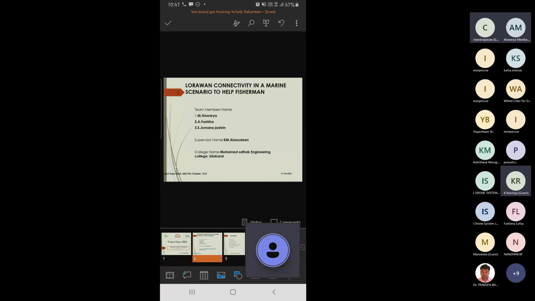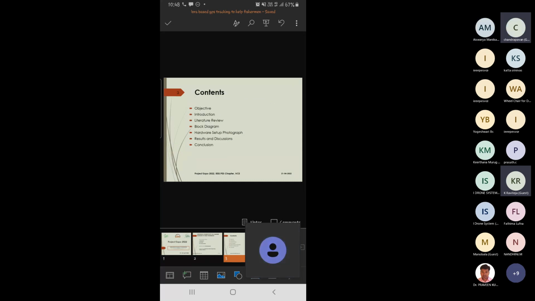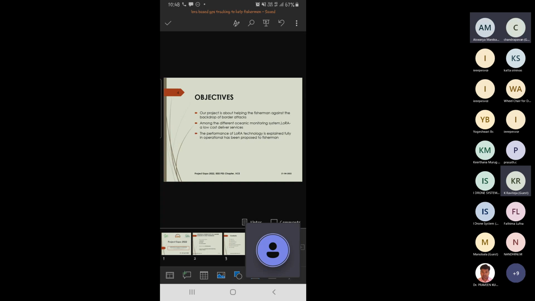So let's get into the topic. I'm going to talk about the objective of this project, introduction, literature review, block diagram, hardware setup, photograph, result and discussion, and finally conclusion. Our main objective is to help fishermen against border attacks. Among different oceanic monitoring systems, we are using an advanced technology called LoRa, which is very low cost and has very low power consumption.